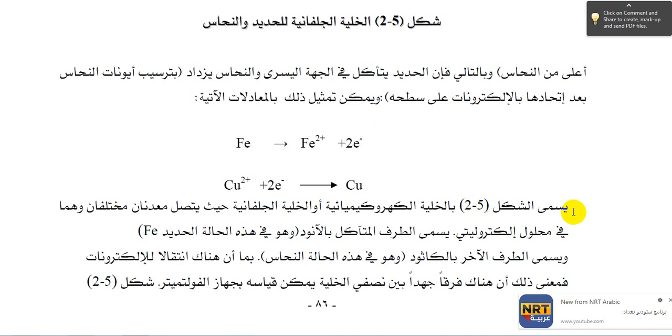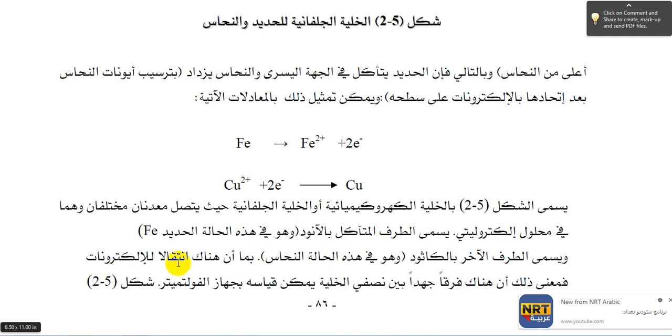Figure 5.2 here, as you can see, denotes the electrochemical cell, or the galvanic cell, where 2 different metals are attached. While in electrolyte, the corroded side will be denoted as the anode, in this case the iron, or in this case the copper, and the opposite side will be denoted as the cathode, in this case the iron.